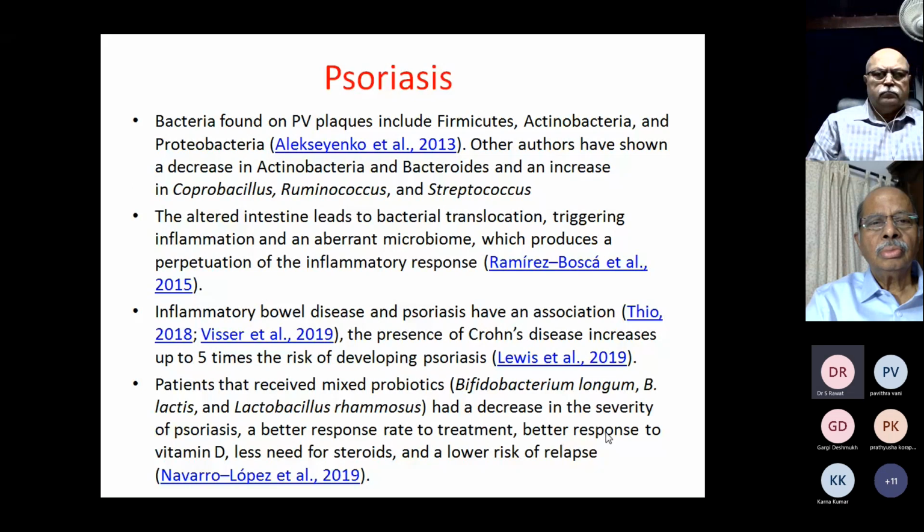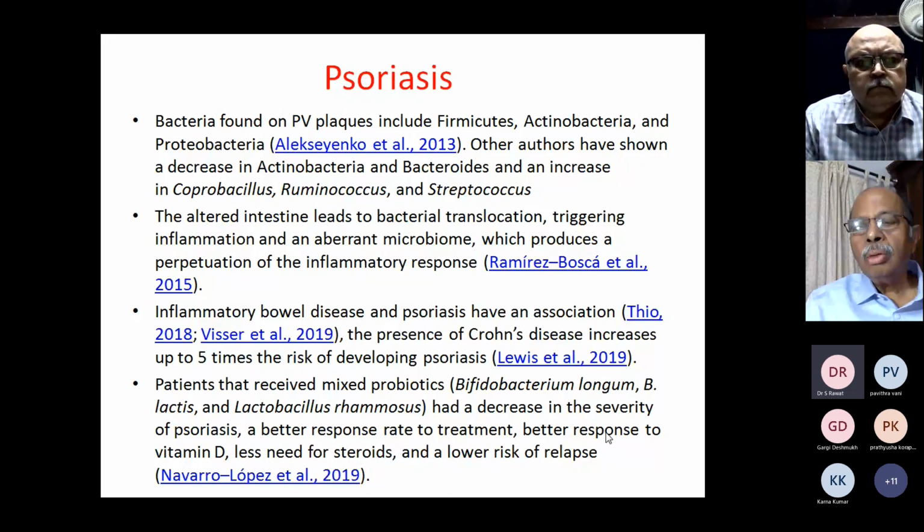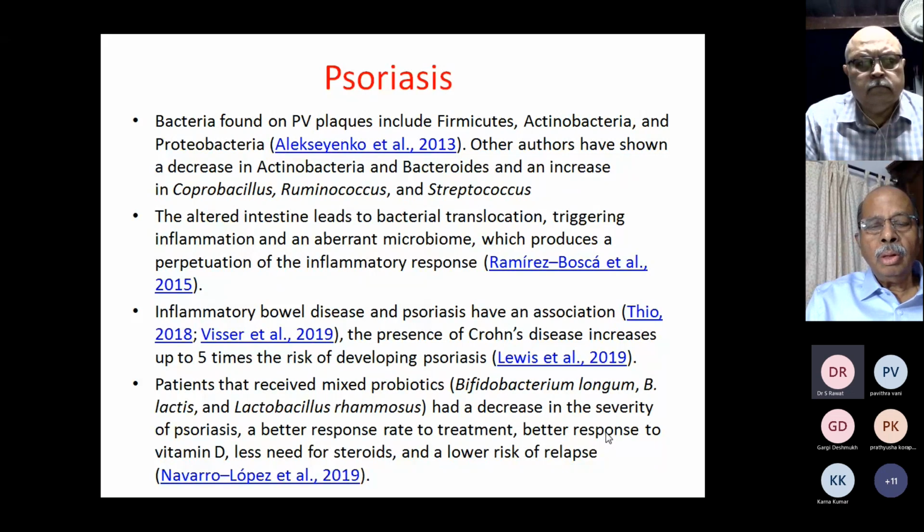Then if we talk of the intestine, the altered intestine actually leads to bacterial translocation, like bacteria entering into the bloodstream and into various epithelial areas and activating immune responses, thus triggering inflammation, and an aberrant microbiome thus perpetuates these inflammatory responses. And there is another evidence that inflammatory bowel disease patients also have psoriasis in association, and the presence of Crohn's disease increases the risk of developing psoriasis up to 5 times.